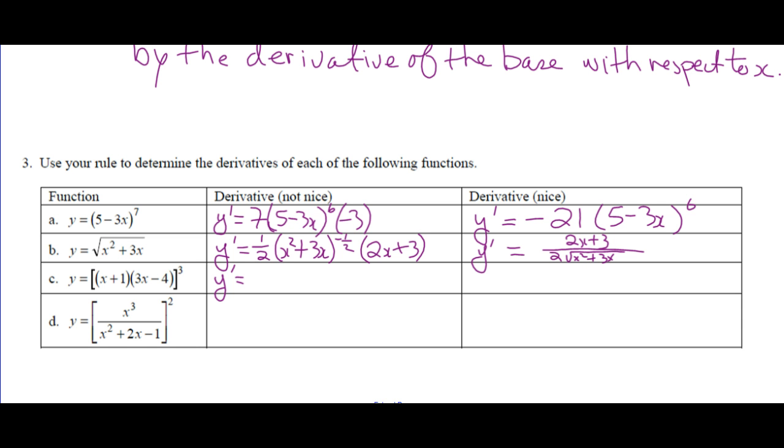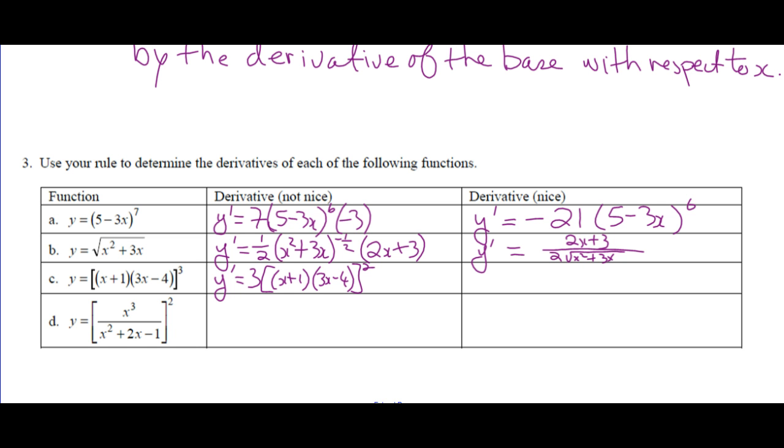So the chain rule is actually kind of neat in a sense, right? So, all right, what do we do? Well, 3 times, copy down whatever's in here, right? Multiplied by 3 times x plus 1 plus 3x minus 4.